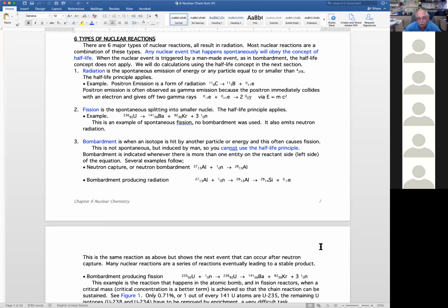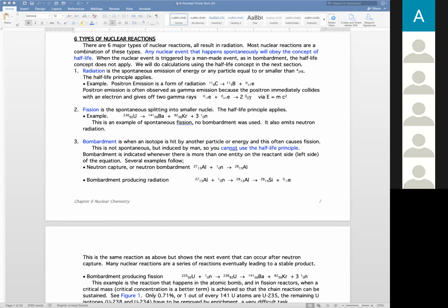This is where I think I've made a contribution potentially to science, because I'm looking at Wikipedia, I'm looking at all the textbooks, I'm looking at all the stuff I had to learn, and you know what? It's just all over the place. So really, I was trying to figure out what is the best way to categorize nuclear reactions, and I think this works really well.